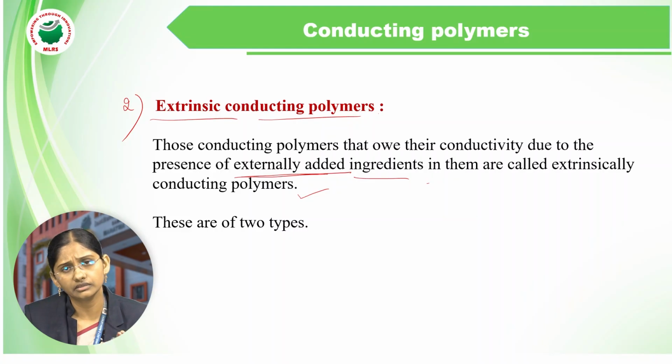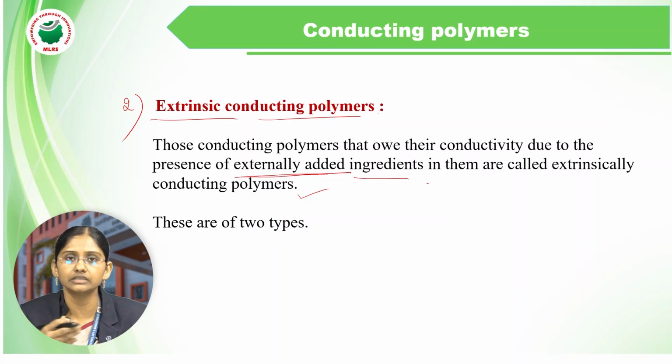If you take the intrinsic conducting polymer, within the polymeric chain, because of the alternate double bonds within the polymeric chain only, the movement is taking place, and if any problem occurs to the polymer, with the polymer only we have to rectify. So that's why it is called intrinsic conducting polymer. But here, in the extrinsic conducting polymers, with another material, anything we will add to our polymer. Okay, so that is called extrinsic conducting polymer.